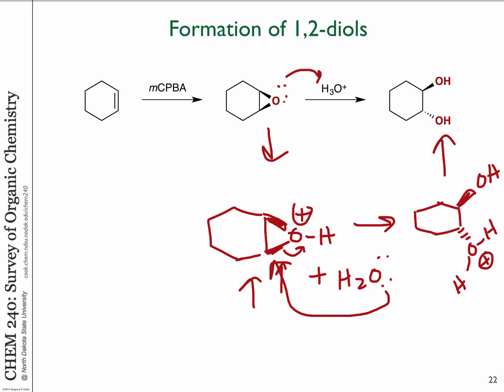Yes, question? What exactly is a diol? A diol is a molecule with two alcohol groups. So you see we have two OH groups. That's a diol. And 1,2-diol means they're on adjacent carbons. So this is trans-cyclohexane-1,2-diol, the name of that molecule. And when we get to the alcohols chapter, we'll talk more about the naming for those.